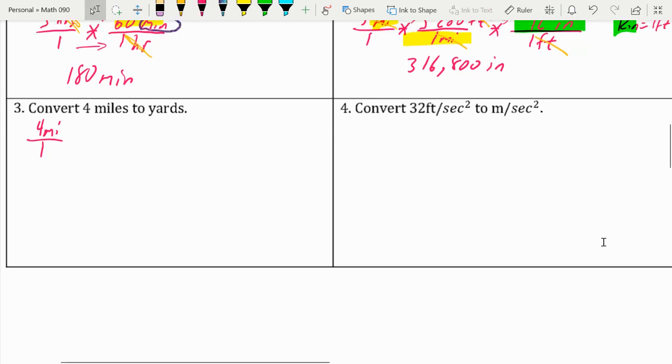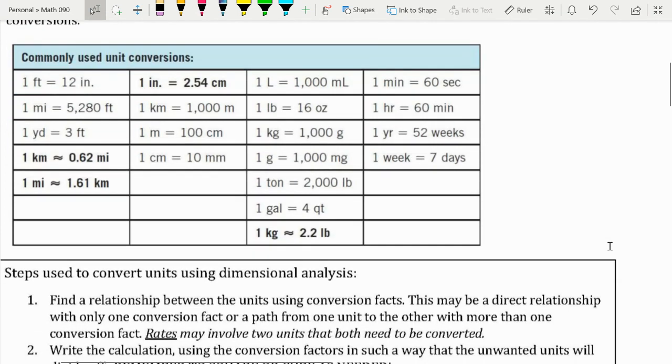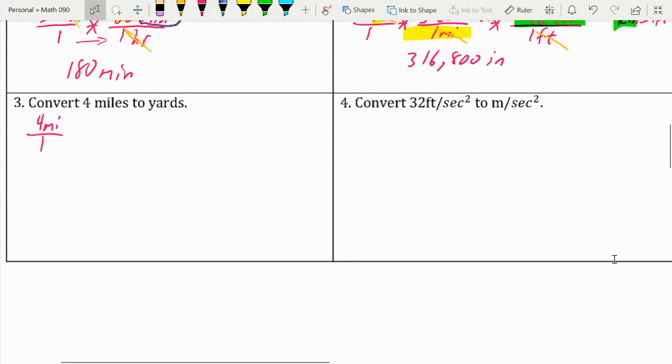All right, so let's remember yards. I'm looking at that first column. I need to go to yards. From miles to yards, well, the only thing I see is miles to feet. But then I also see, remember I'm trying to go to yards, I see yards and feet. All right. So we know we're going to have 2 fractions here.